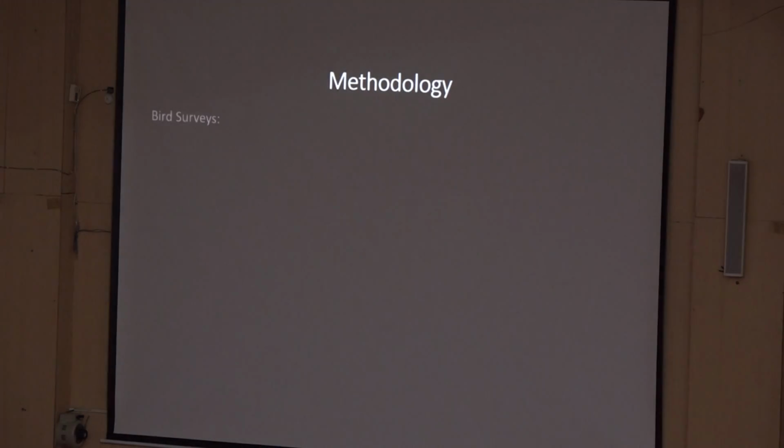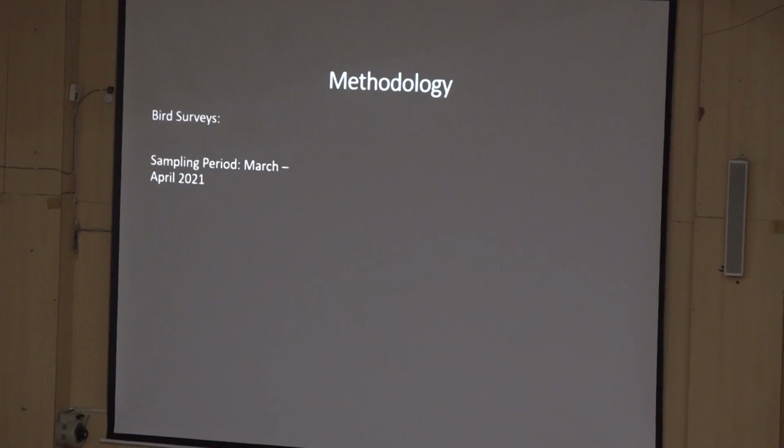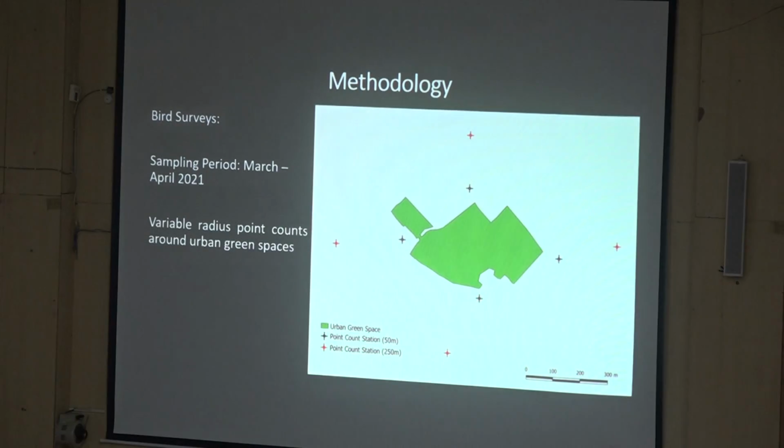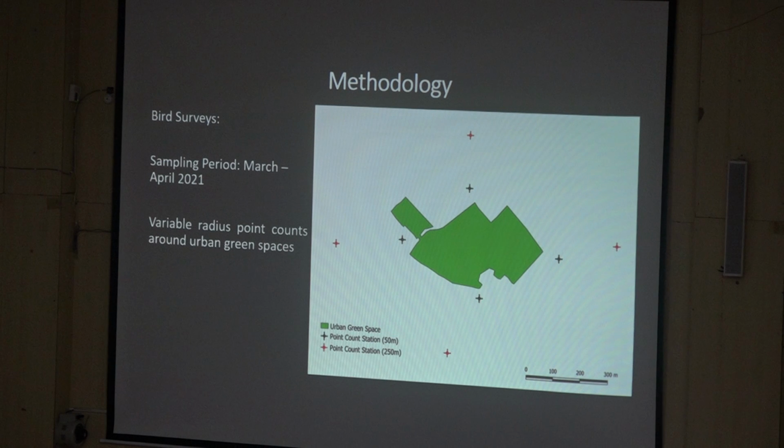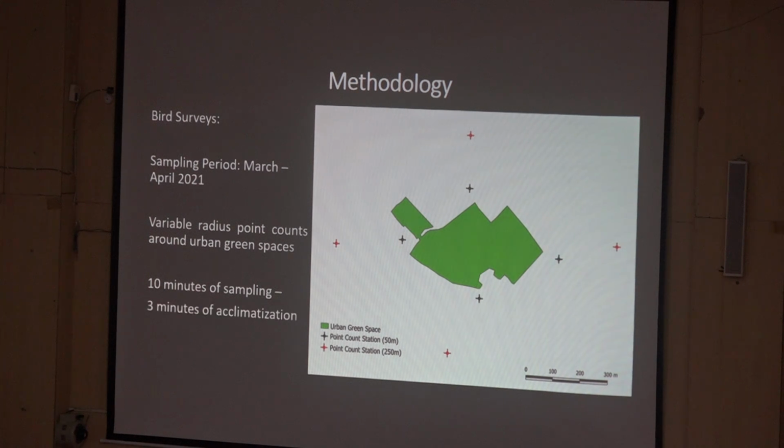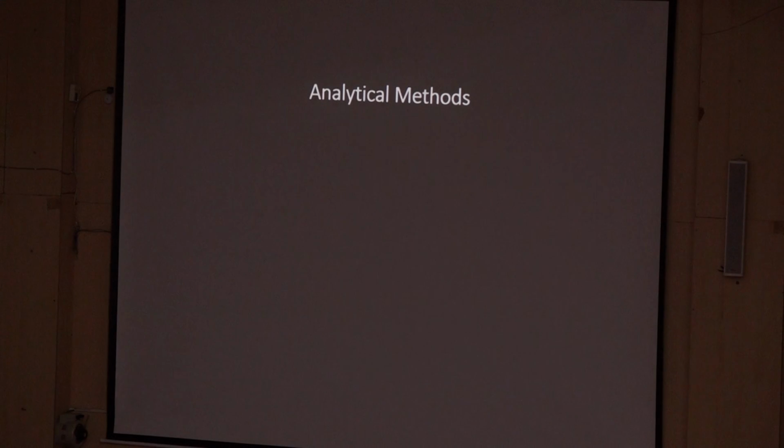So my methodology was for the bird surveys. My sampling period was from March to April 2021. I placed variable radius point counts around the urban green spaces at 50 and 250 meters away from them. It was made sure that there was at least 200 meters distance between each point count station. At each point count there was 10 minutes of sampling, which included 3 minutes of acclimatization time and 7 minutes of data collection.